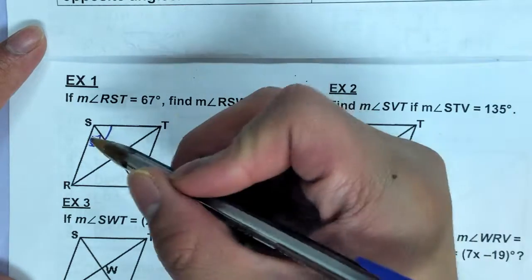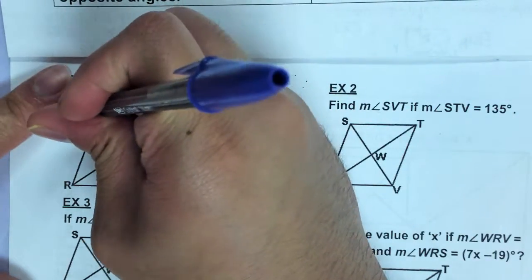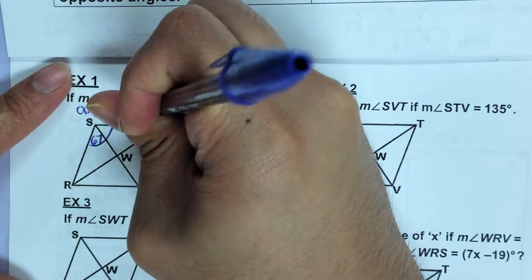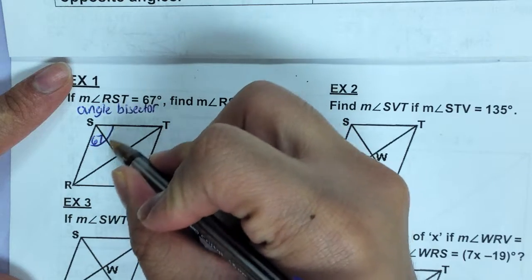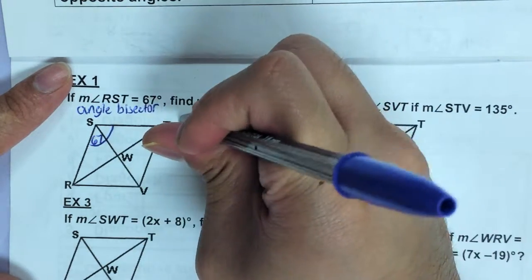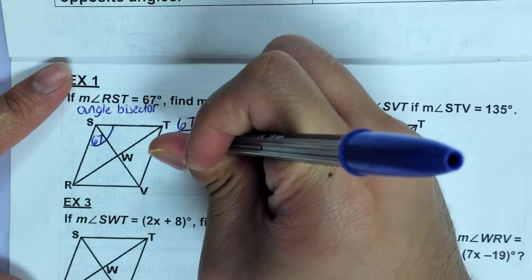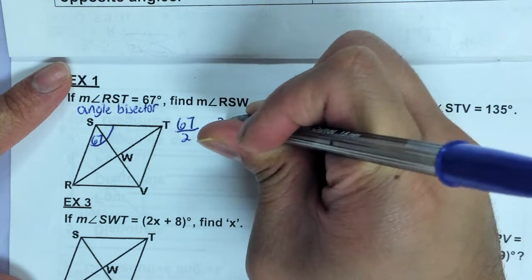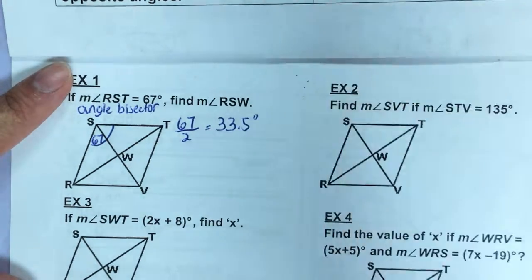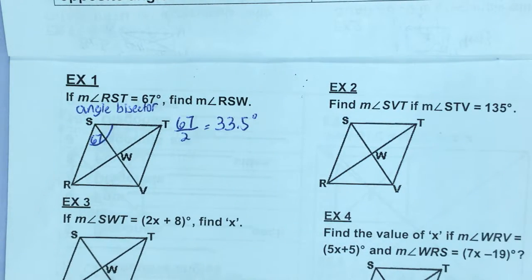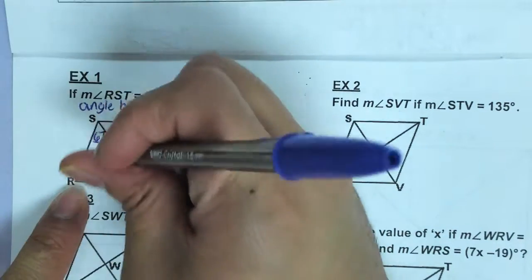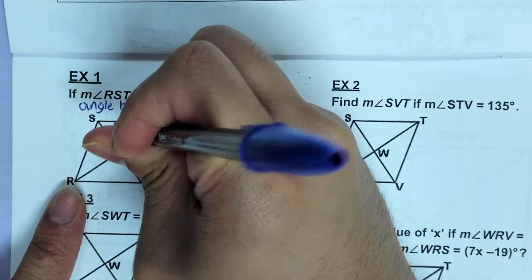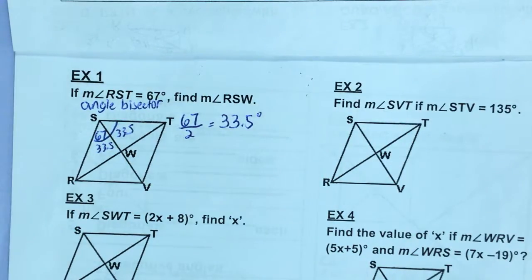Okay, because this is an angle bisector. If this entire angle is 67, then we bisect it. 67 divided by 2 gets me 33.5. So RSW is 33.5, which means this right here is 33.5, and over here 33.5. Altogether, the angle makes 67.